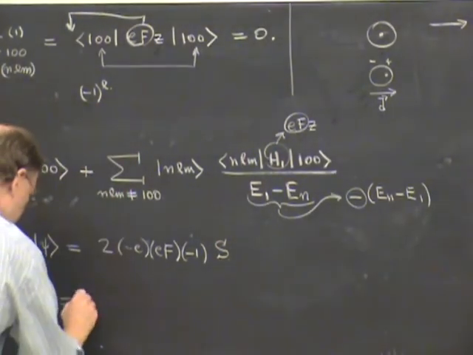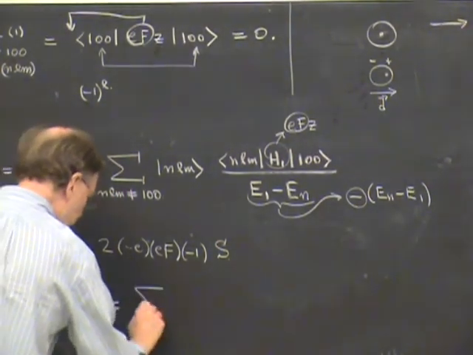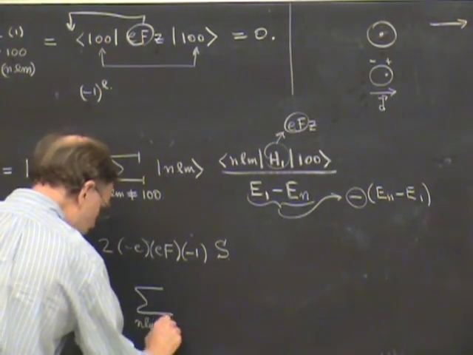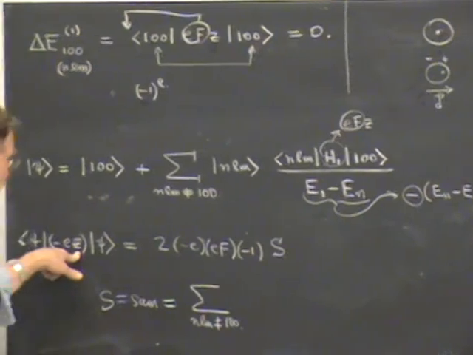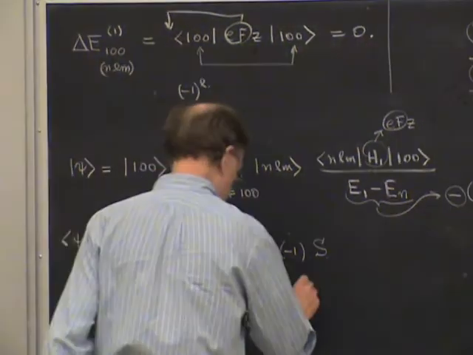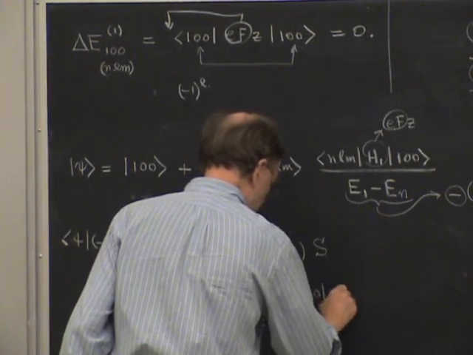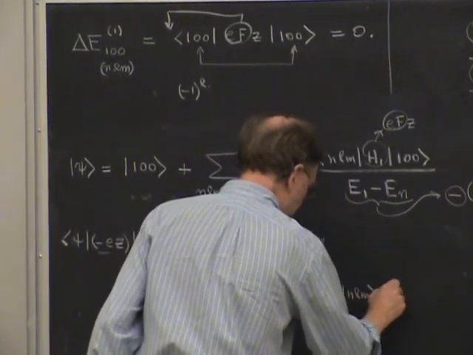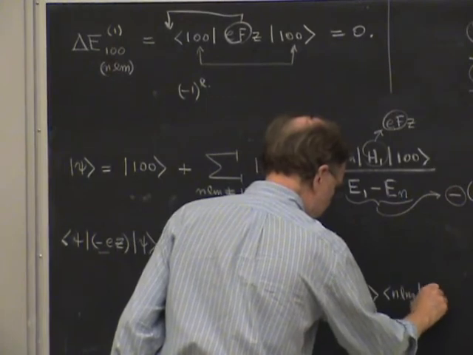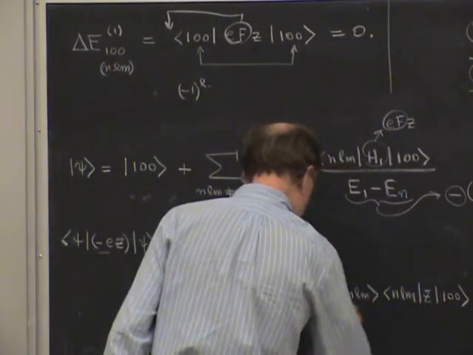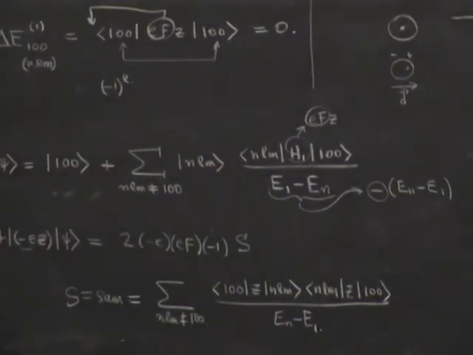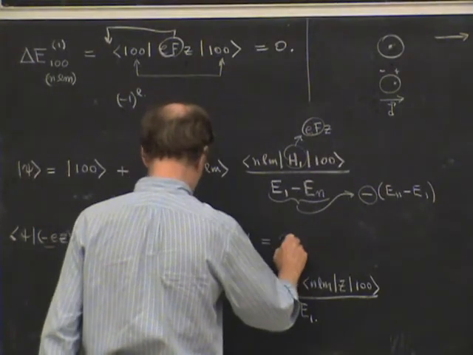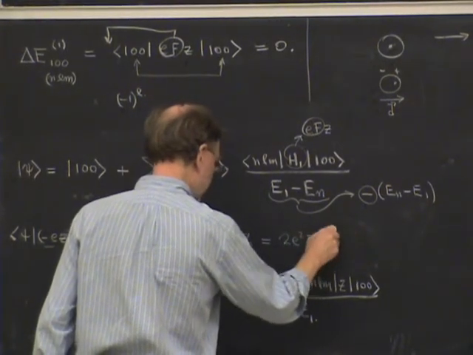So S here is a sum, and this is equal to the sum over n, l, m not equal to 1, 0, 0. And then what we need to do is take 1, 0, 0 as a bra. I need to put in the minus ez, or just z now, because everything else is taken out. So it turns into this, it becomes the matrix element of 1, 0, 0, z, n, l, m times n, l, m, z, 1, 0, 0, same matrix element written backwards, divided by En minus E1. Just take that as a sum. So this turns into 2e squared F times the sum S.